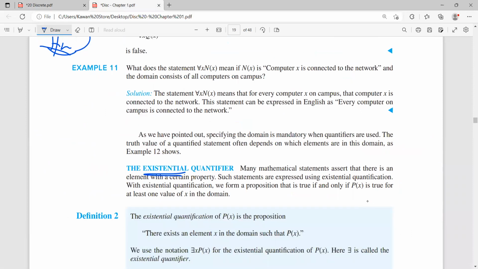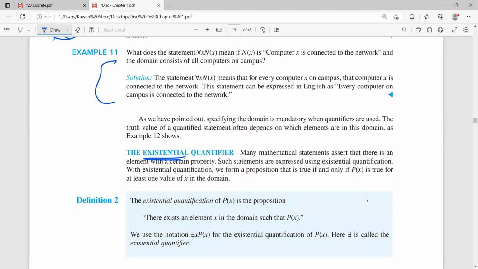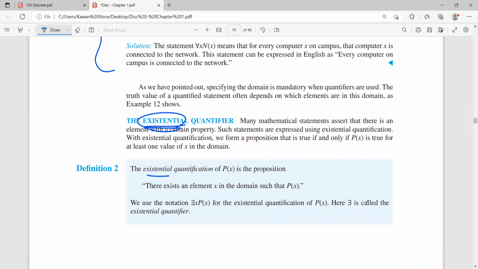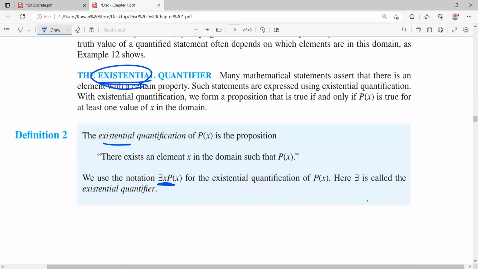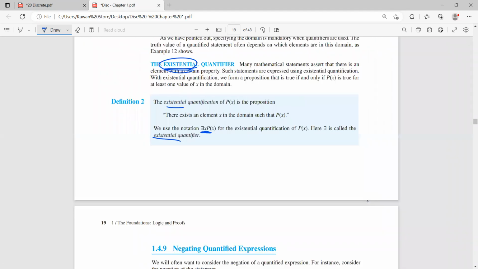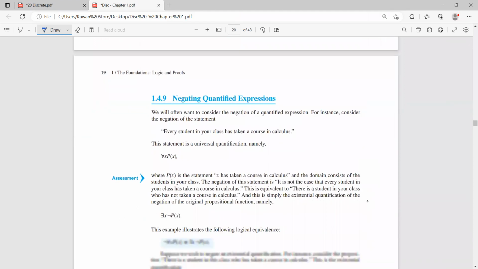Example 11 is the English one. Just read it for you. It's good, it makes you understand more. Existential means there exists, and the existential can be symbolized like that, and we mean that there exists. We just mean bring one example, and the negation of them is important.